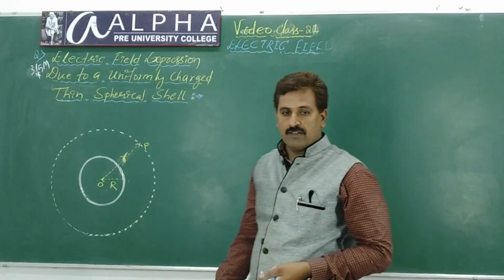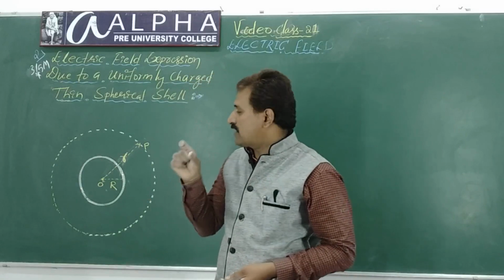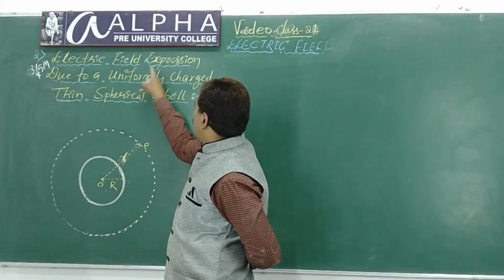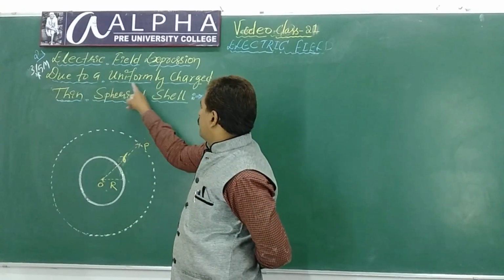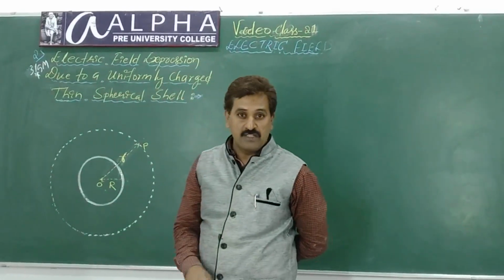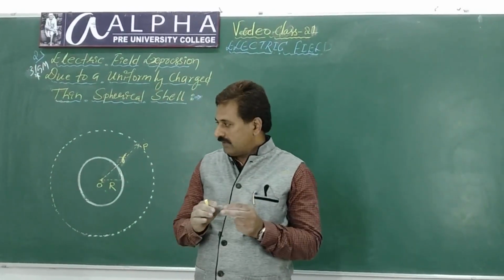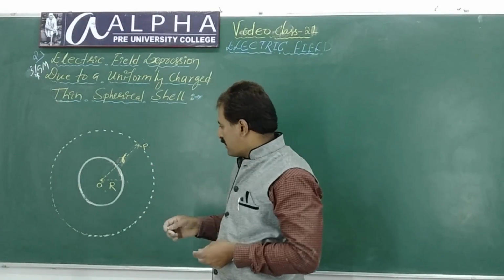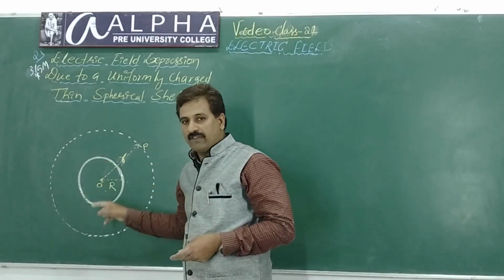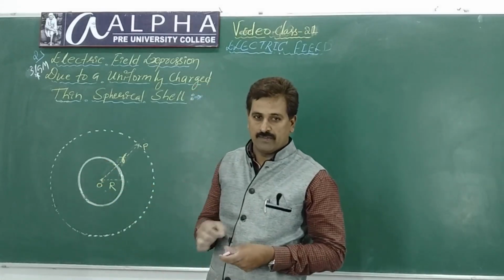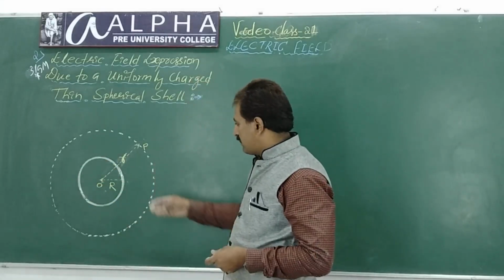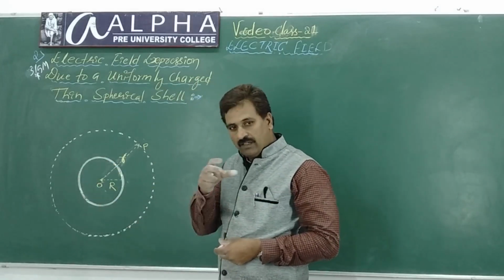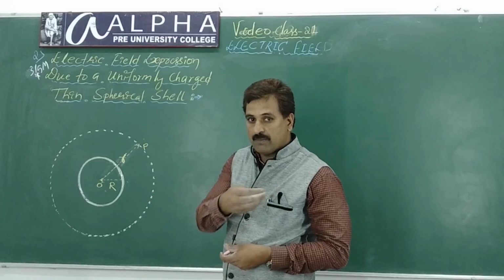The third and final application of Gauss theorem is the electric field expression due to a uniformly charged spherical shell. This is also a surface charge distribution, but the charges will be on a spherical surface. It is a very important application. We are going to use this formula in various other calculations in the coming chapters.